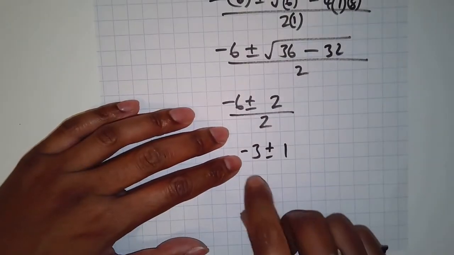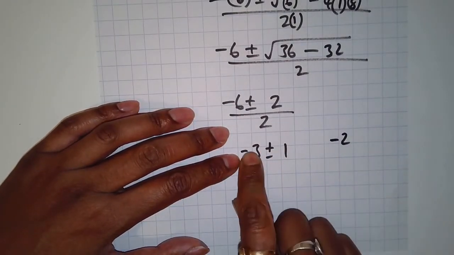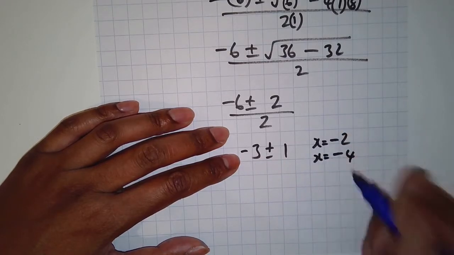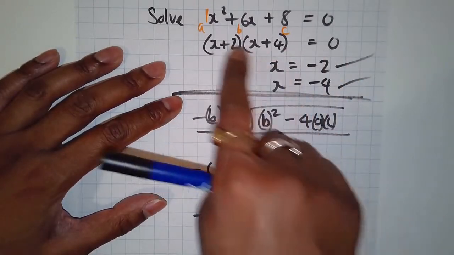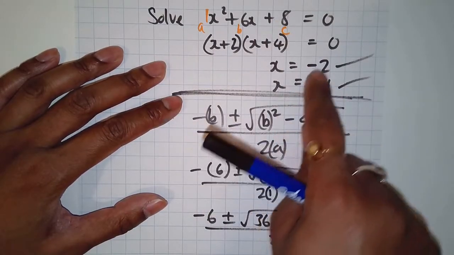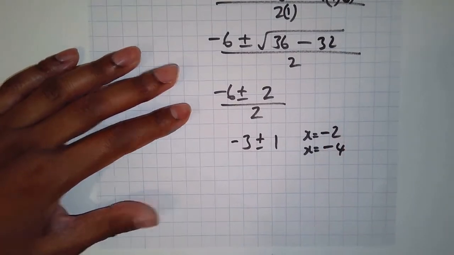We've got two answers there. Minus 3 add 1 is equal to minus 2. Minus 3 take away 1 is minus 4. Those are the two values of x that I have. And look at that. That's what I had when I factorized it, because it was factorizable. That's the best technique for this. Using the quadratic formula, I get the same two answers.